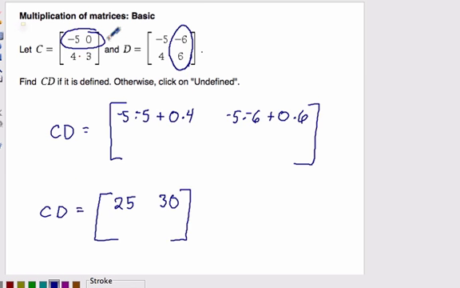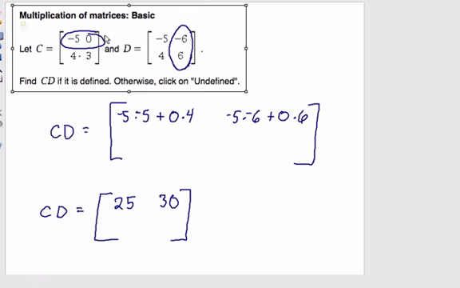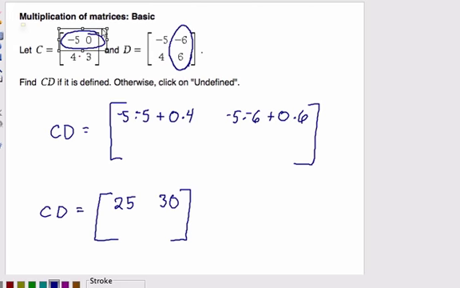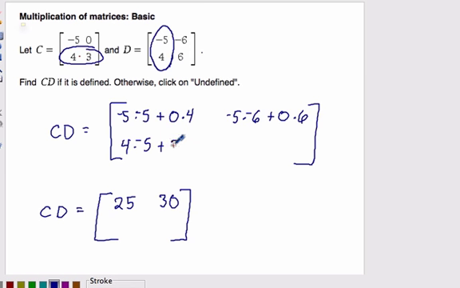matrices multiplied together. Now we're going to move on to the second row. See if we can just move that down. So second row and first column. Now we're going to multiply these together in the same way. First entries multiplied together, so that's 4 times a -5. And we're going to add that to 3 times the 4. Okay, so that gives us a -20 plus 12, and that's going to give us a -8.